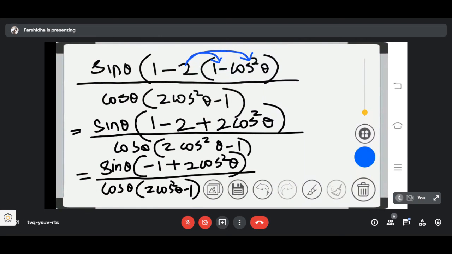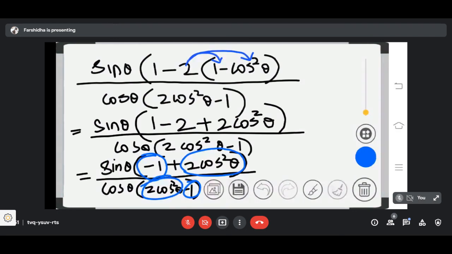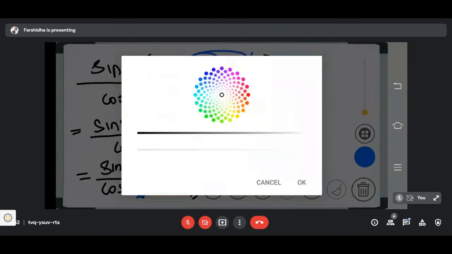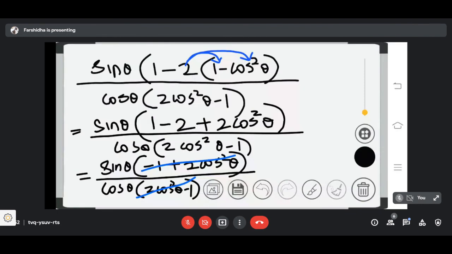Now see the numerator and denominator. Inside the bracket on the numerator side, you have minus 1 plus 2 cos square theta. Denominator you can see 2 cos square theta minus 1, and minus 1 plus 2 cos square theta are same. So you can cancel both. Since the signs are same, you can cancel both. This and this get cancelled. Then what else is remaining? Only sine theta by cos theta.